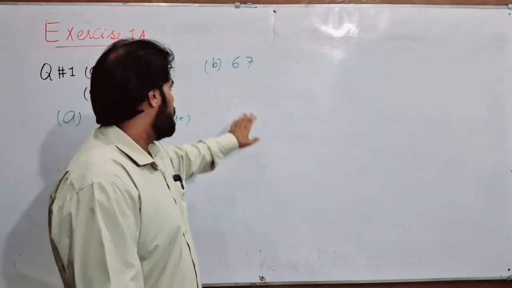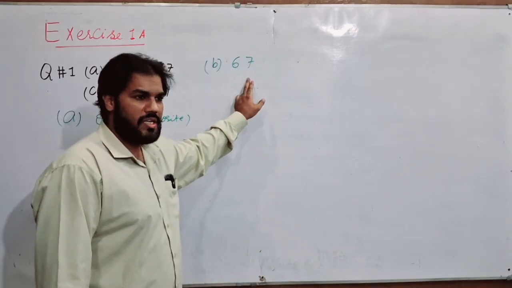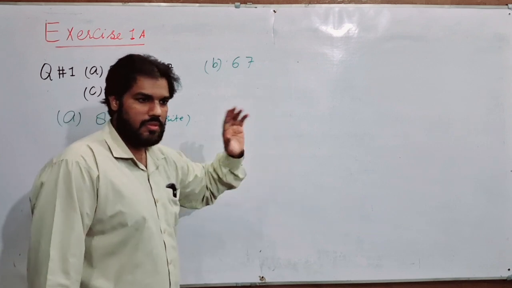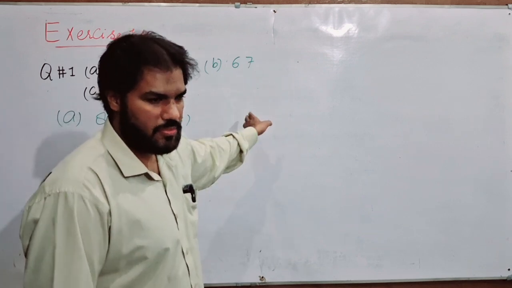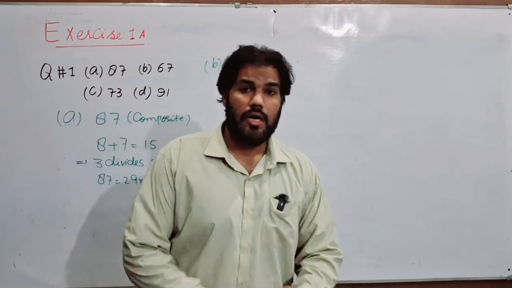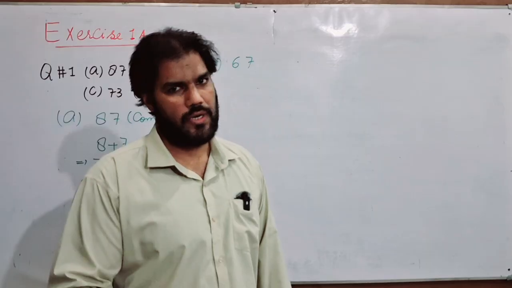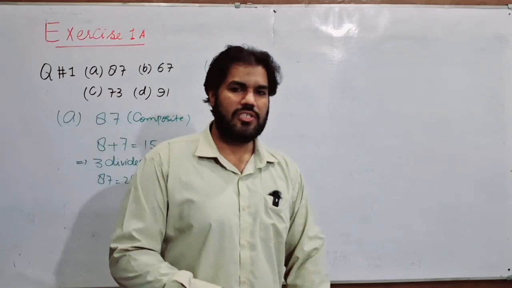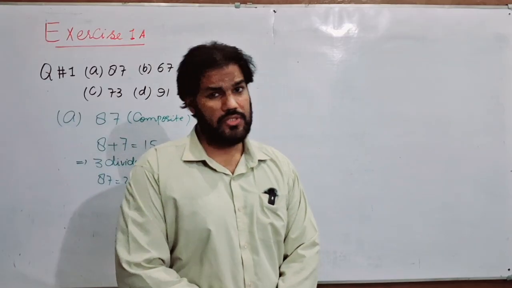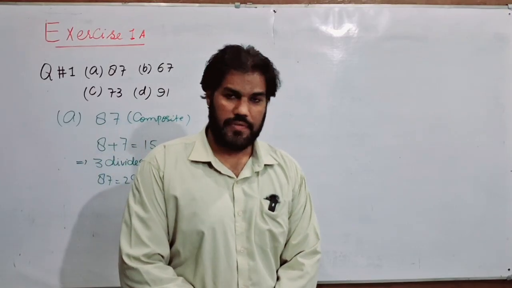Next we move towards 5. Does 5 divide 67? No, because the last digit is not 5. That's why this number is not divisible by 5. What is the criteria of divisibility of 5? A number is called divisible by 5 if its last digit is 0 or 5. Its last digit is 7, which is neither 0 nor 5. That's why 67 cannot be divisible by 5.